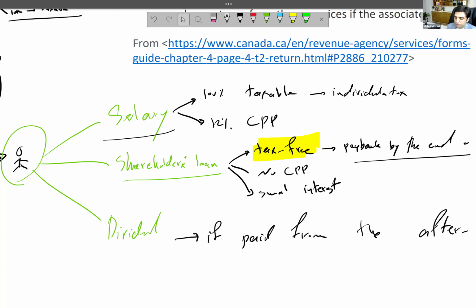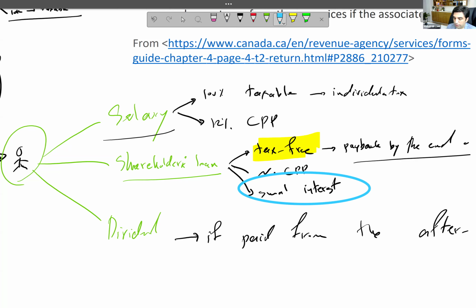So no tax, no CPP for that one. But you need to pay interest to the corporation. If you don't pay the interest, then the CRA will come and say that you need to add this interest to your personal income.